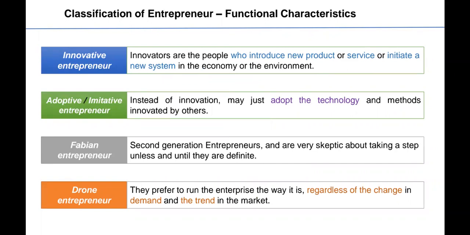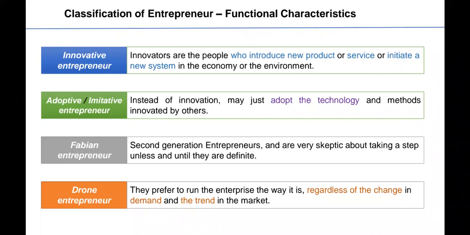Innovative entrepreneur is the first type. Innovators are the people who introduce a new product or service, or initiate a new system in the economy or the environment. These are those people who have innovated a new product, a new service, or have started or innovated a new kind of technology or system in the country. Such people we generally call innovative entrepreneurs.